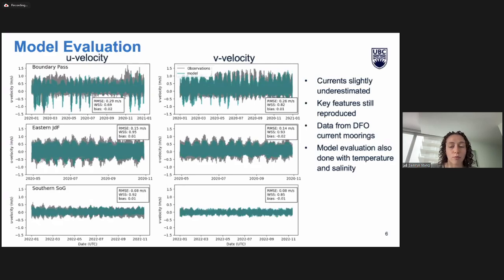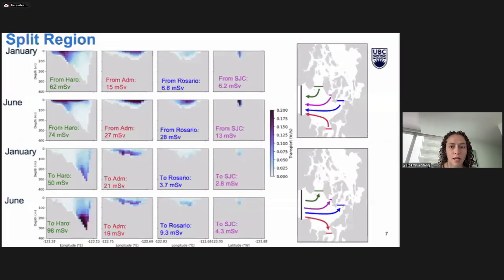Generally, the model well represents the velocities. We can see that the tidal cycle in velocities is captured, and overall there's pretty good agreement between the observations and the model. The model does slightly underestimate the velocities in some places, most often in Boundary Pass, but generally all the key features are still reproduced, so it's sufficient for the purposes of my analysis. All right, so now I'll just get on to some results.